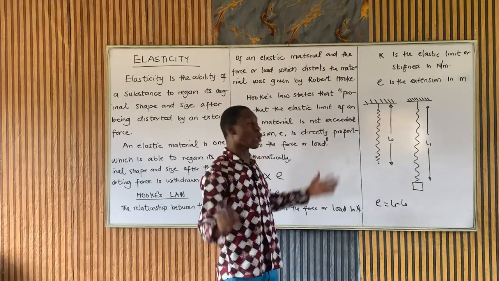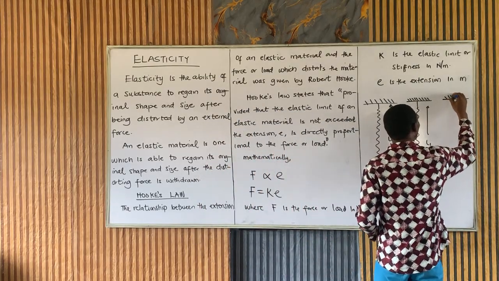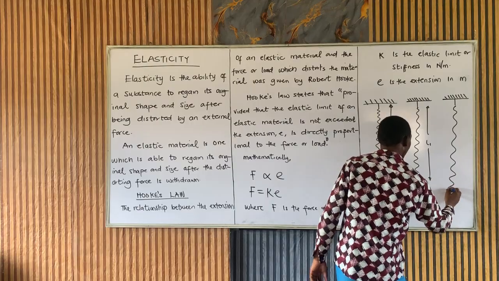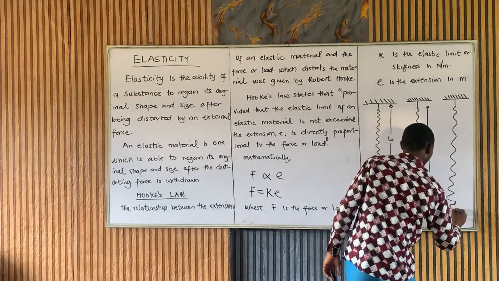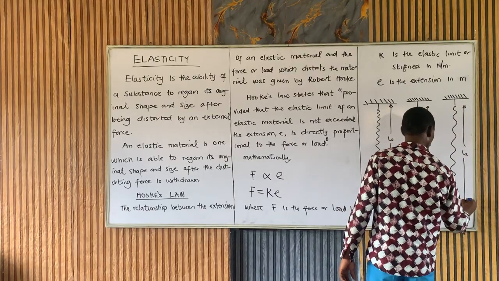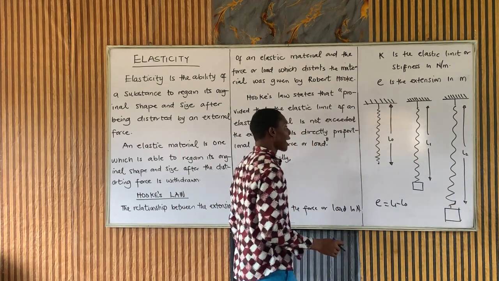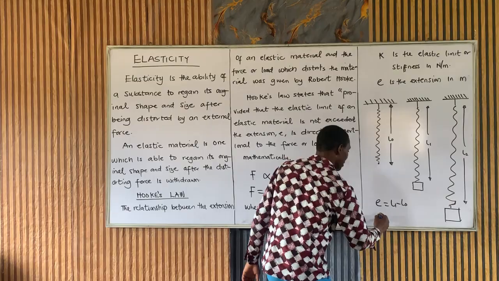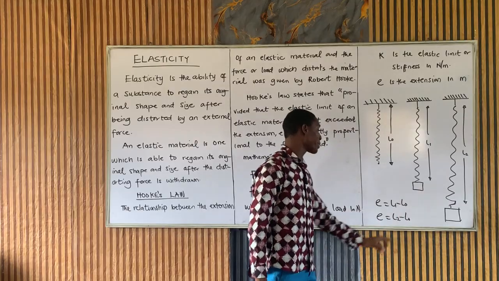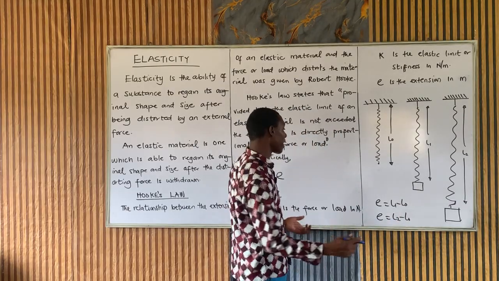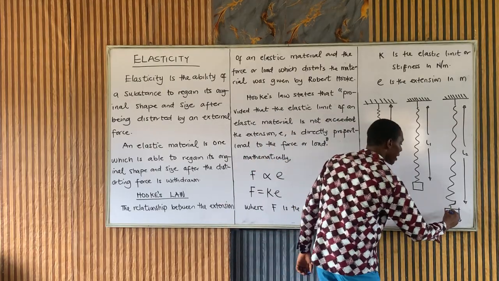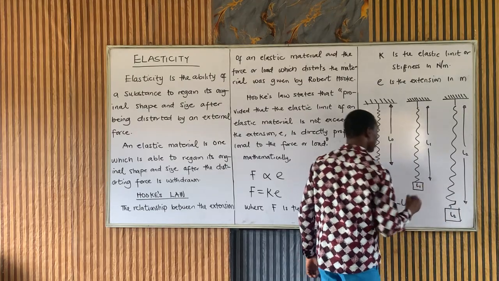Let's also assume that a bigger load is used to stretch this. Now this becomes L2. And now you can say that the extension here will be L2 minus L0. Extension is always with respect to the initial length or the unstretched length. So you need to take note of this. Sometimes we call this E1, sometimes we call this E2, denoting what the first load causes and what the second load causes.